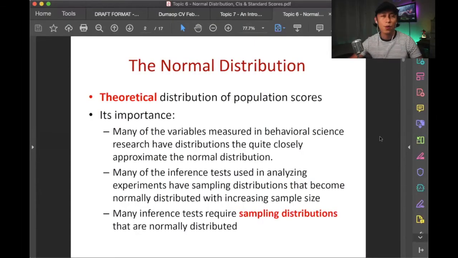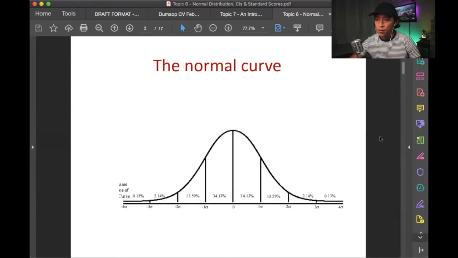So we talked about the normal distribution as some kind of non-existent though theoretical distribution of scores. And so the assumption is that when we collect data for a particular variable from the population, that data would form a certain shape. And that is what we call the normal distribution.